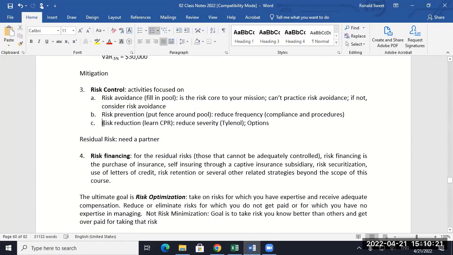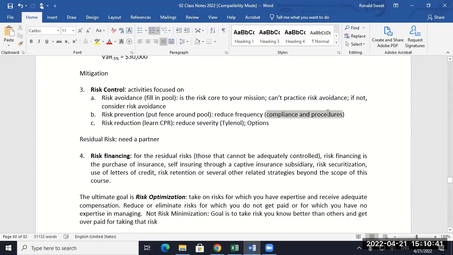And risk reduction. Okay, the kid's already in the pool, they're drowning. What can you do to reduce the severity? You can learn CPR. Is that going to be very effective? That's only effective if you're at home and you have some kind of alarm system that tells you or whatever, but probably not all that effective.